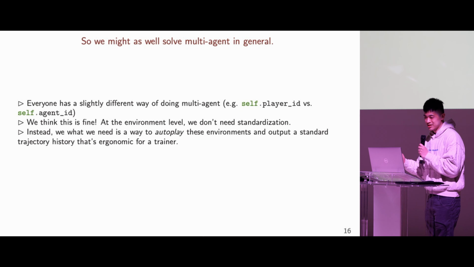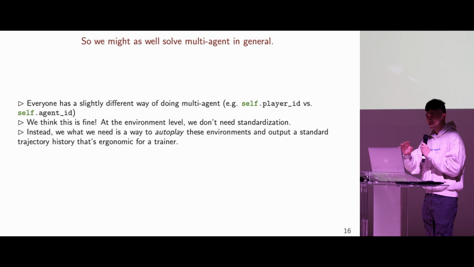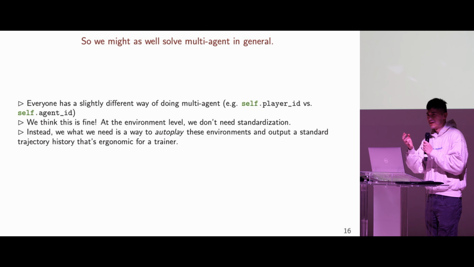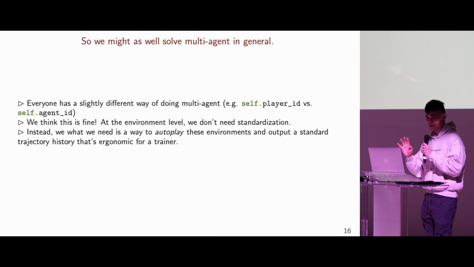Everyone has a slightly different way of doing multi-agent, right? So you might call your player ID self.player_id, or somebody else might call it self.agent_id. And the step method might only return part of the 5-tuple from Gymnasium. And we think that's totally fine. Everybody can have their own way of doing multi-agent environments. At the environment level, we don't care.